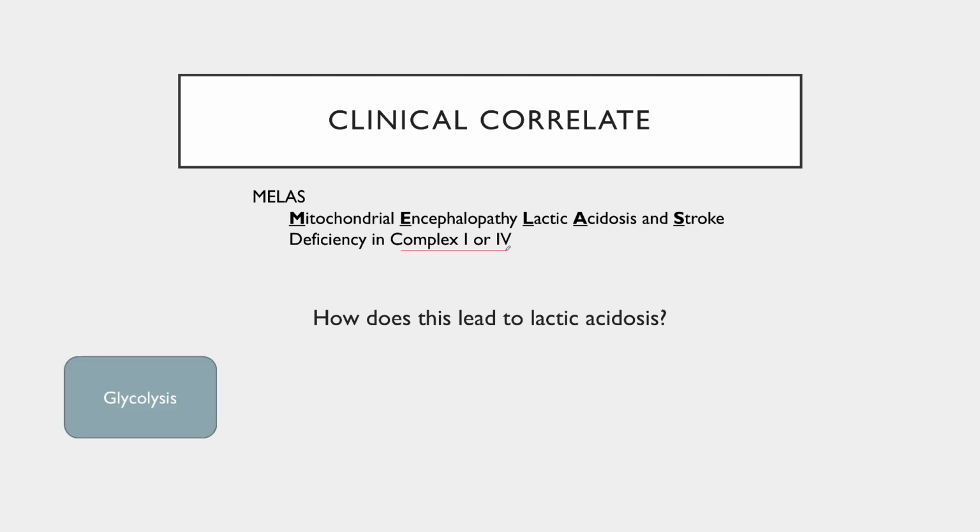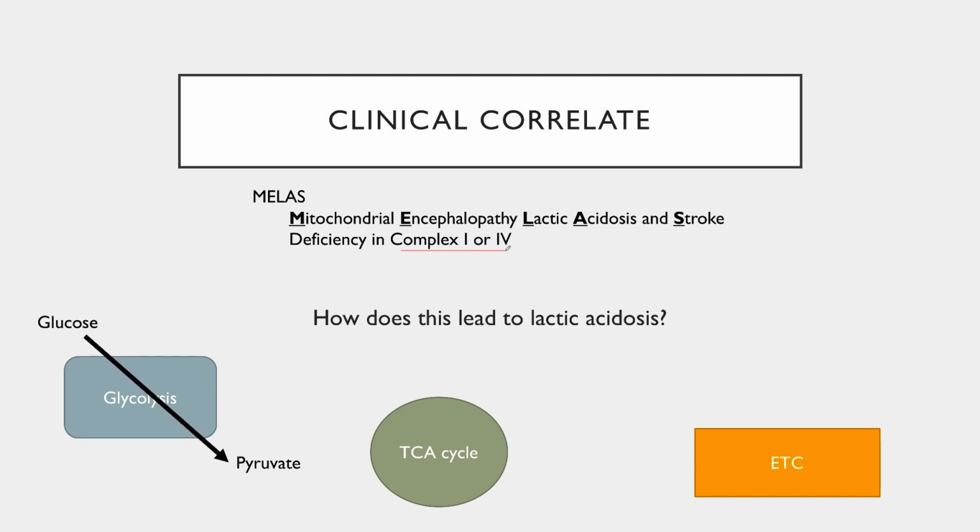And what we've just seen is that in the case of glycolysis, typically our pyruvate would go to the TCA cycle, and those intermediates would then be oxidized in the electron transport chain. So we have glucose going to pyruvate, pyruvate normally entering into the mitochondria, oxidized into the TCA cycle, and our reducing equivalents oxidized to ATP.